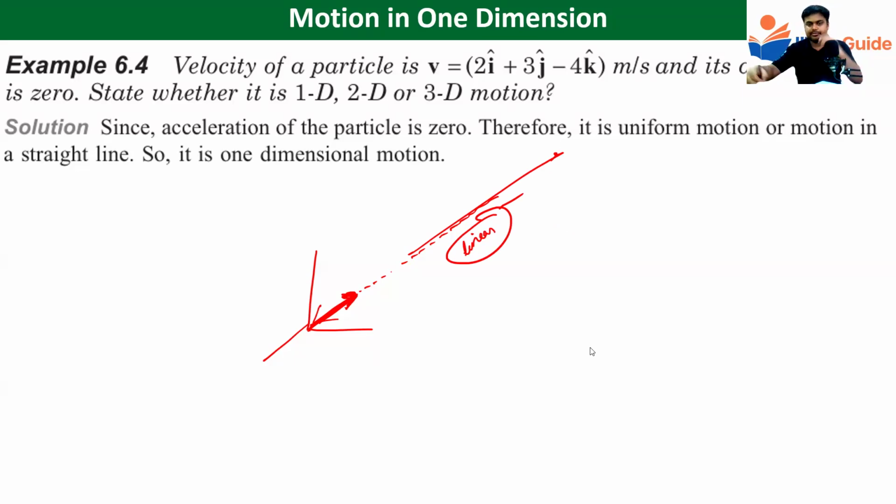Yes, good question. How to identify 3D? So, what does the definition of 1D, 2D, and 3D mean? 1D means that it's just going in a line only. 2D means that it has motion in two perpendicular directions also. Like if the motion is like this, then it is 2D. And 3D means that it has motion in three perpendicular directions, just like a fly. It travels in three dimensions. Does it make sense?